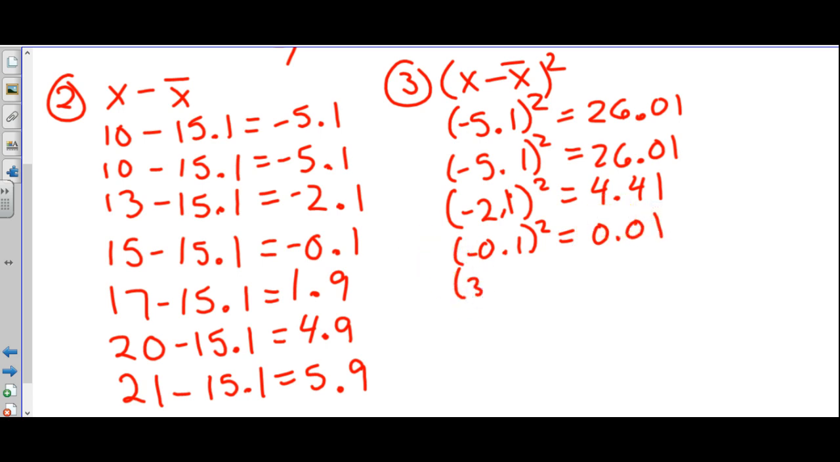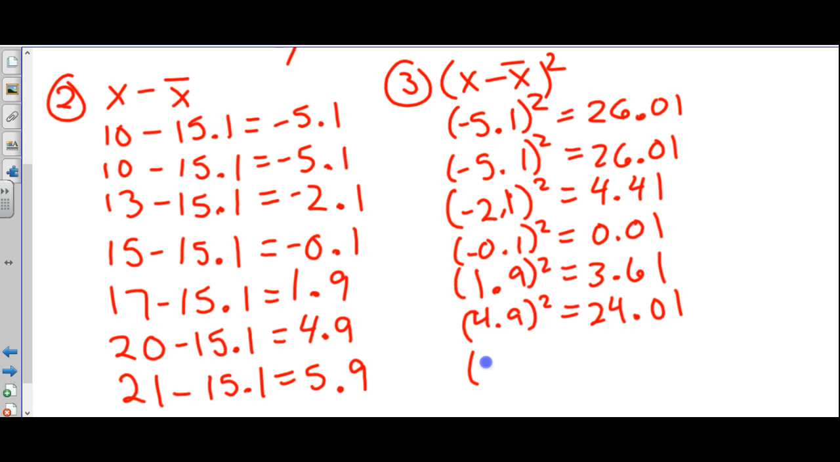I was looking at the answer instead of what I was squaring. 1.9 squared is 3.61. 4.9 squared is 24.01. And 5.9 squared is 34.81.